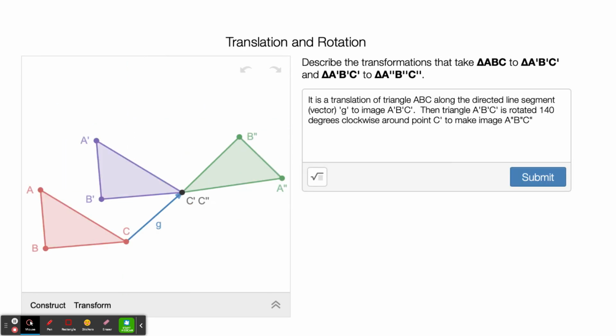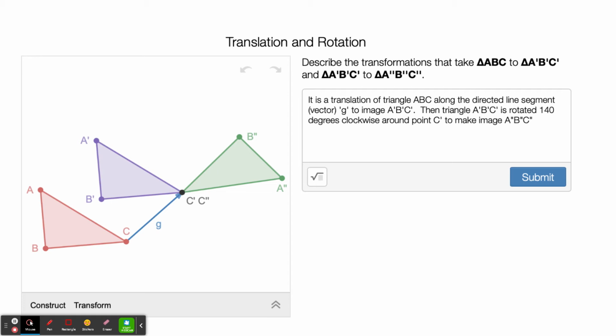Then translation and rotation. Here we are doing the translation along vector G first. And so in this case, again, we're going to have lines that are parallel, but this one's just asking us, what is this? What's happening here, the transformations? This one was actually first a translation, and the way you would write that properly would be to say this is a translation of triangle ABC along the directed line segment or vector G, and that goes to image A prime, B prime, C prime.